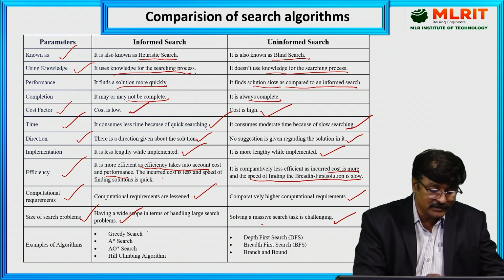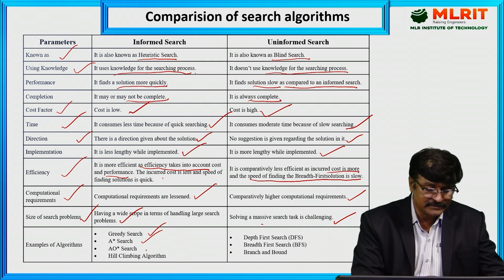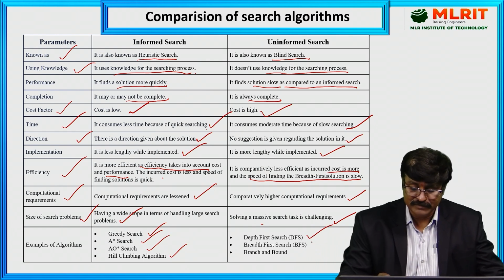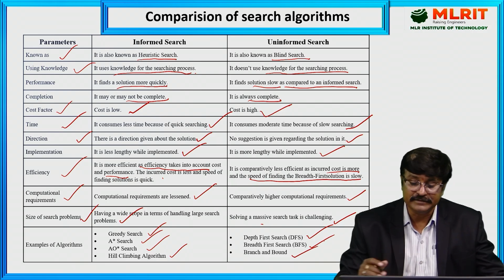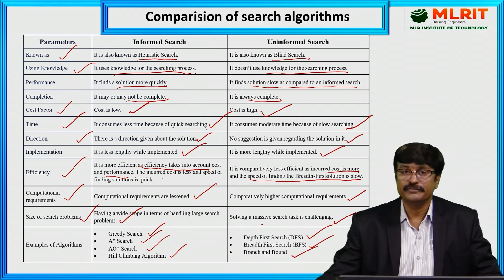So what are the examples of algorithms? Greedy search, A star search, AO star search, Fleming algorithm, these are the informed search algorithms. Depth first, breadth first, and branch and bound or uniform cost, all these are the uninformed search algorithms.